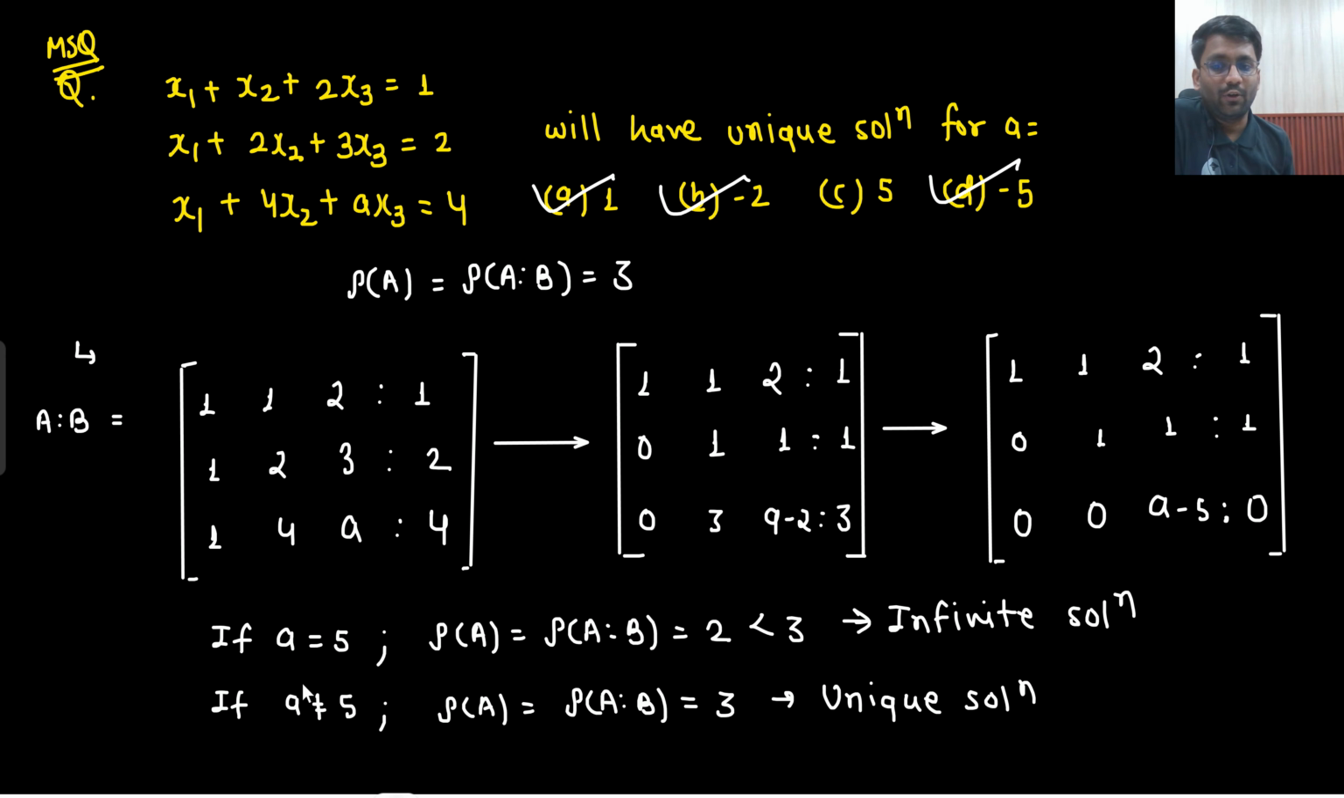So what will be my condition? I don't put A equals 5. If I don't put A equals 5, then what will happen? Rank of A will be 3. Rank of A augmented B will also be 3. Both will be equal, and they will be equal to the number of variables. So we will have a unique solution.